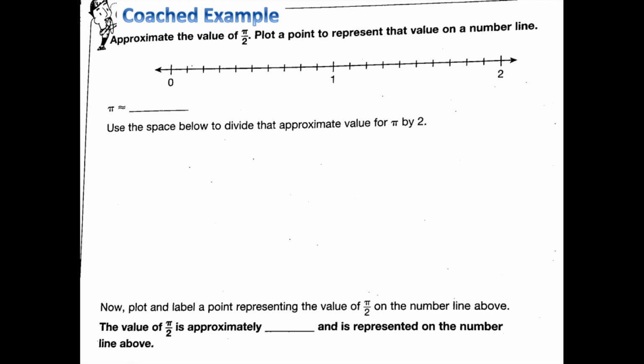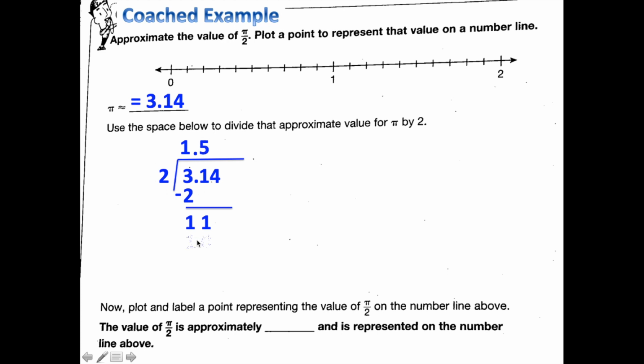Approximate the value of pi over 2. Plot a point to represent the value on a number line. So for an estimate for pi, we know it's 3.14. So since it says over 2, that means divided by 2. Do the long division. So that means put up the decimal point, and then you'll get 3 divided by 2 is a 1. Multiply it, you'll get a 2. Subtract these, you will get 1. Bring down the other one, and I could get 5 of that.